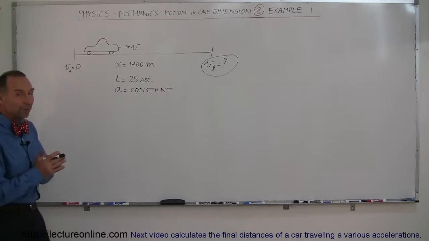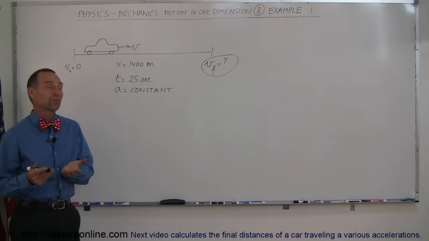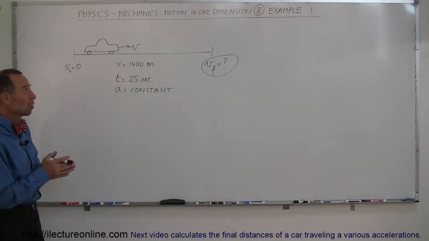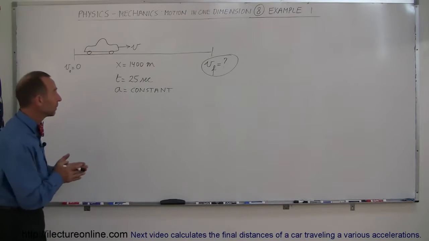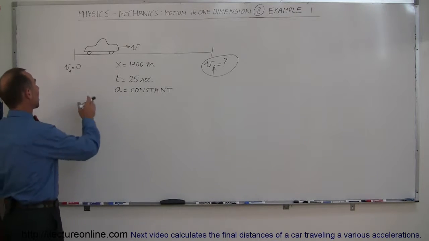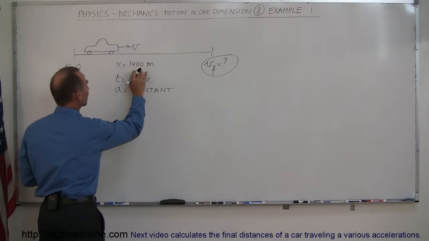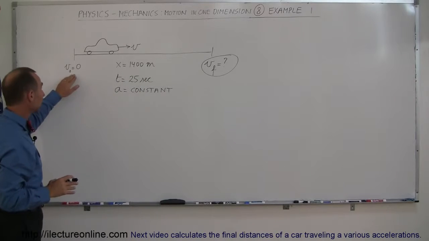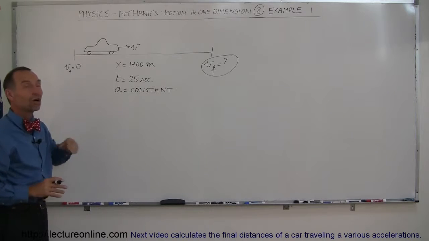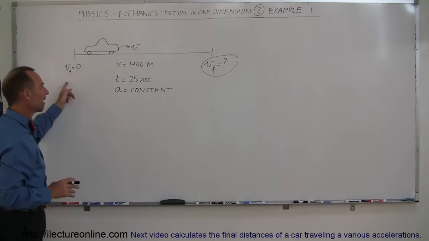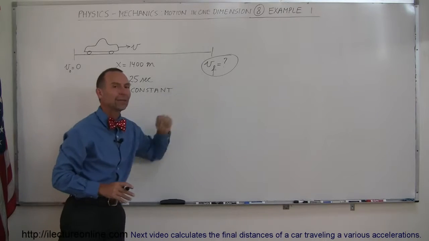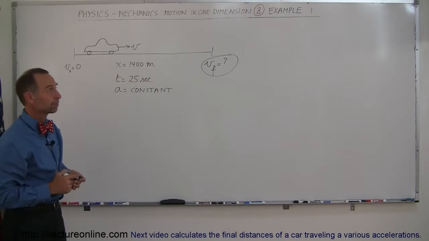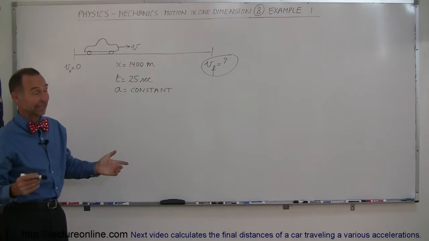Here's our first example of how to solve physics problems in one-dimensional motion. So here's a simple problem. Let's say we have a car. It's driving a distance of 1,400 meters in a time of 25 seconds. It starts out at zero velocity and it has a constant acceleration. How fast will it be traveling when it gets at the end of those 14 meters? Did I say 14? I meant 1,400.